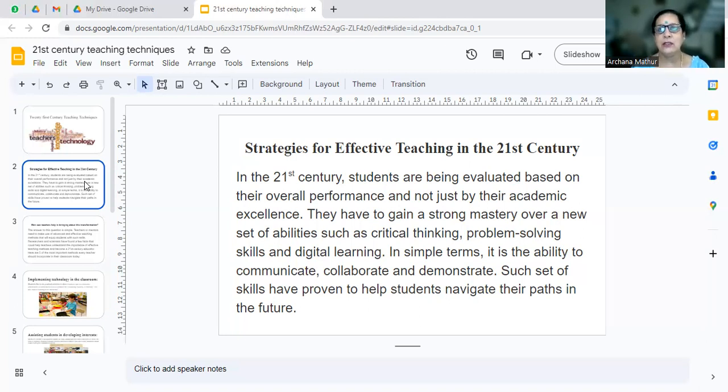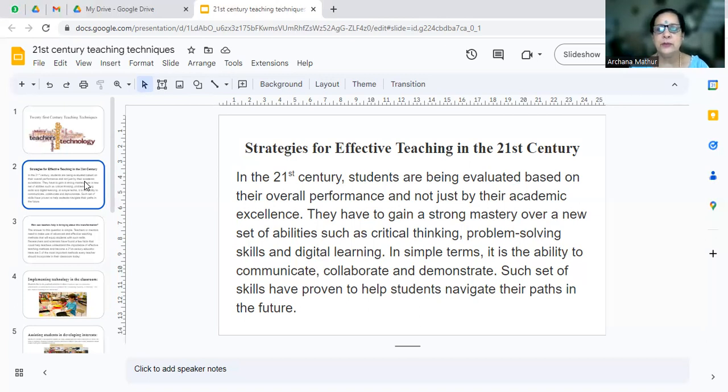Critical thinking. Now, critical thinking is thinking out of the box. If they are put into a certain situation, now they are given open-ended situations, and they have to think of a way out, a solution which is different, which is, they say, hatke in Hindi. So that is a critical thinking ability which needs to be developed. Problem solving skills, yes. How can a particular problem be solved by different strategies? And of course, digital learning. This is also very important.